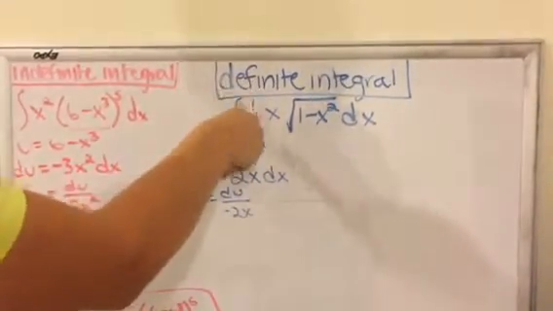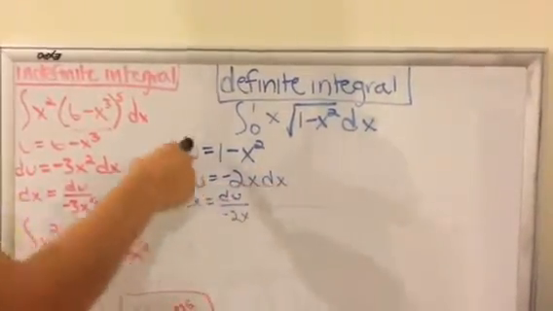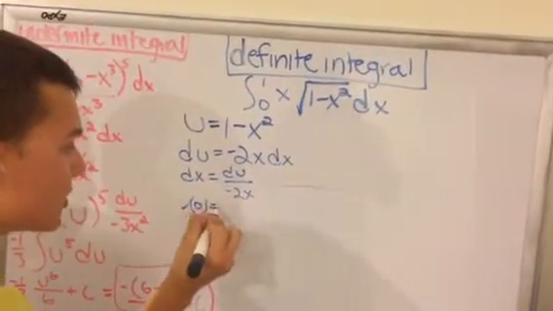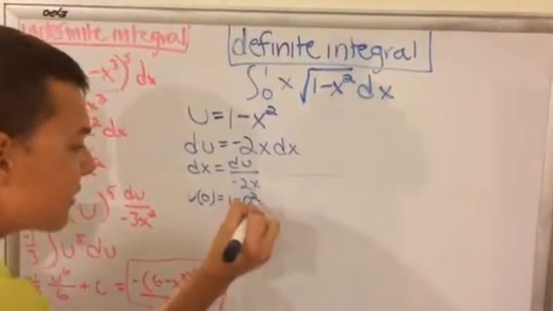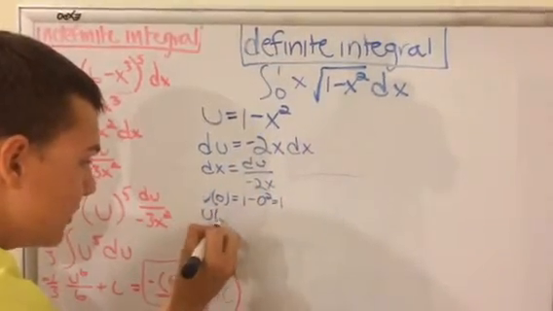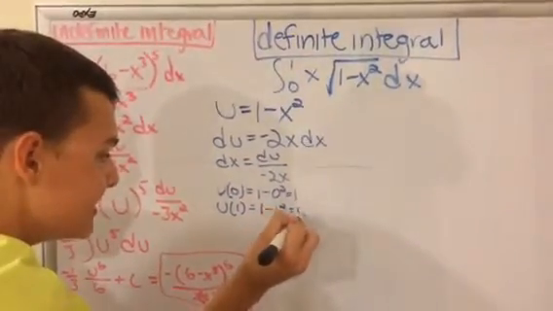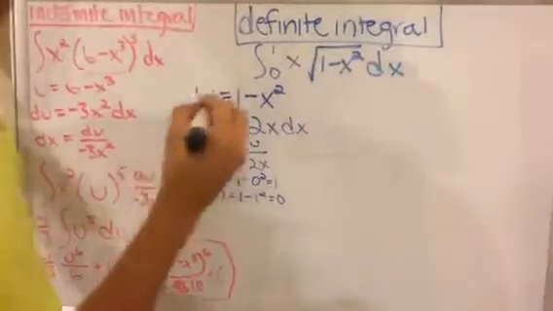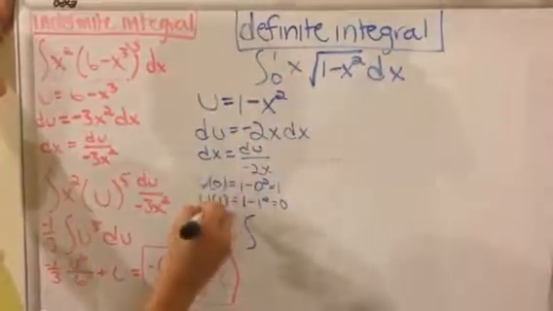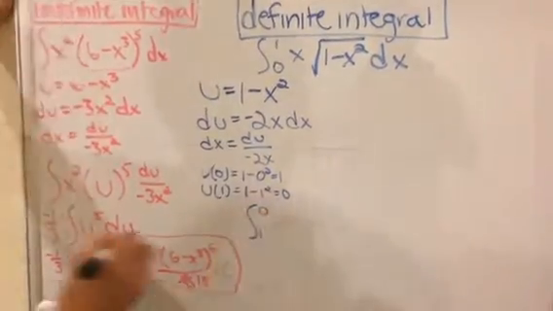But because we have the definite integral, we have a and b, we would need to change our a and b to u. So we do u of 0, which is 1 minus 0 squared, which is 1. Then our b value, u of 1, which is 1 minus 1 squared, which is 0. So pulling that back, we need to change a and b to what we solved for here. This time, 1 would be on the bottom, 0 would be on top.